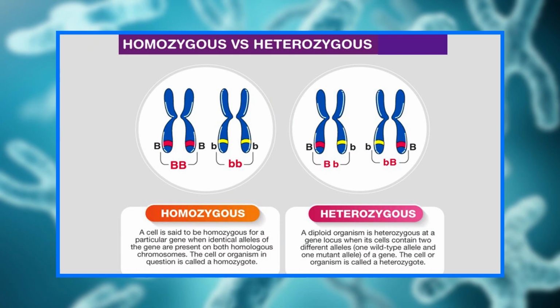The copies of the genes found on these homologous chromosomes may be identical for that gene and may carry 2 copies of one allele. In that case, the organism is called homozygous. Or the copies of the genes found on these homologous chromosomes may be different, and in that case the organism is called heterozygous.